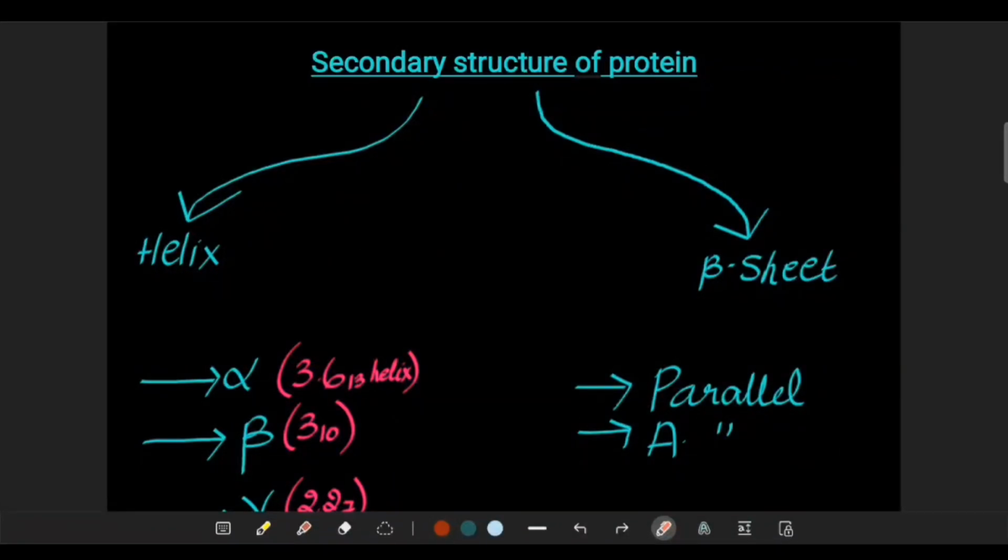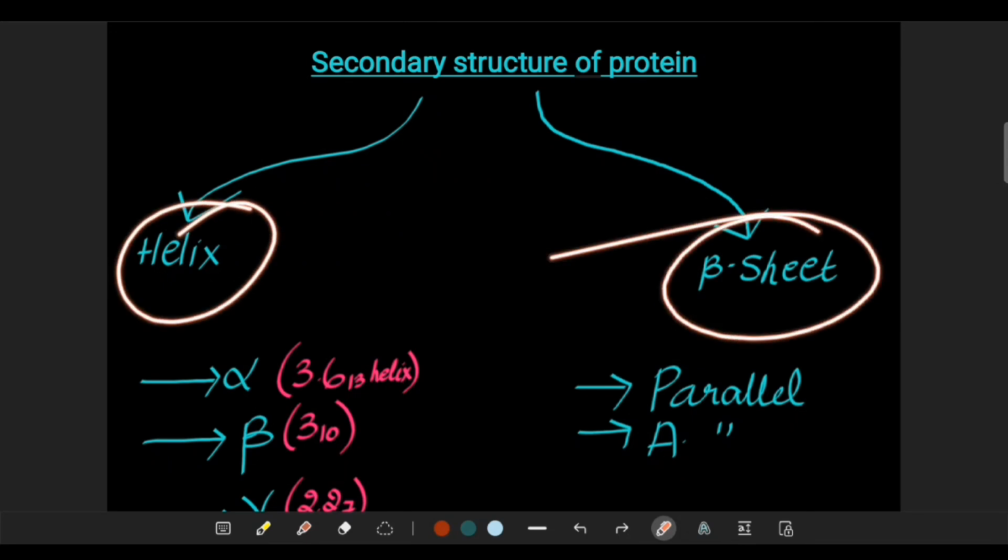Hi everyone. So today we're going to learn about the secondary structure of protein. So we already know the primary structure of protein, which involves the peptide bond formation. Now we're going to learn about secondary structure of protein, and in secondary structure of protein we have two major conformations. One is helix and then another one is beta sheet, right?